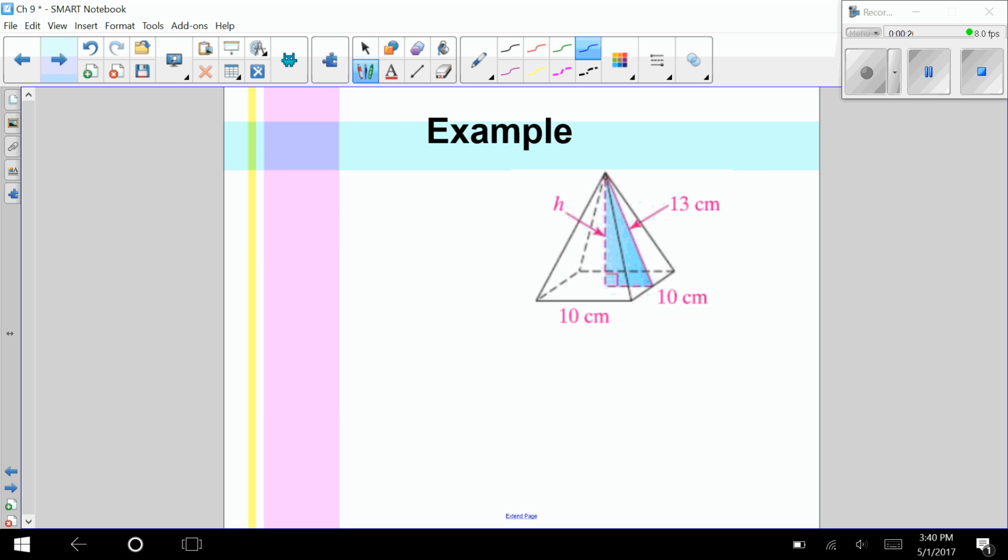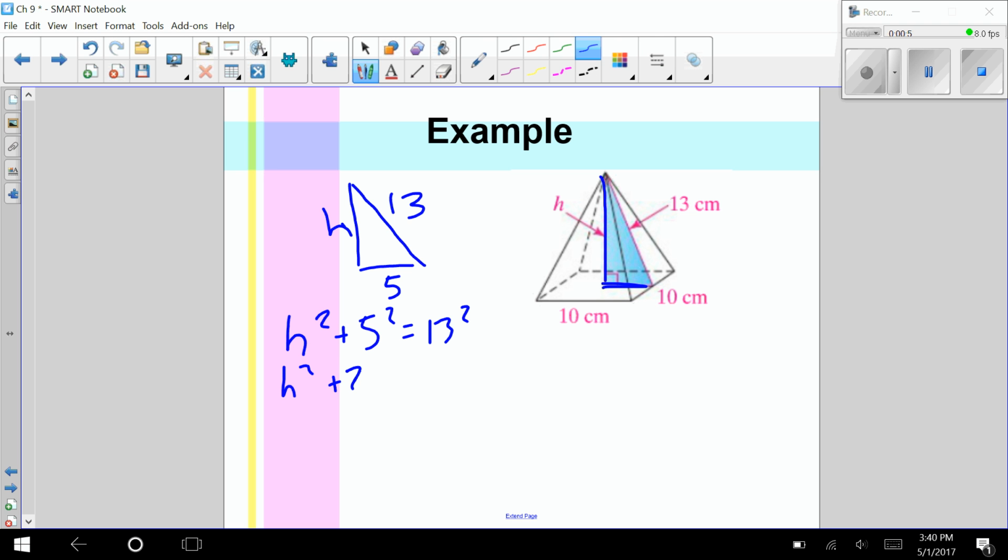This is probably our hardest example of the day. The height is this unknown length here. Let's draw that little triangle it gives us. We know this is 13, that's called the slant height. We know this is h, and this bottom is 5 because it goes halfway across our base. To find our height, we need to do h squared plus 5 squared equals 13 squared. So h squared plus 25 equals 169. Subtract 25, as we always have with our Pythagorean theorem problems. h squared equals 144. Take the square root of both sides, and h equals 12.